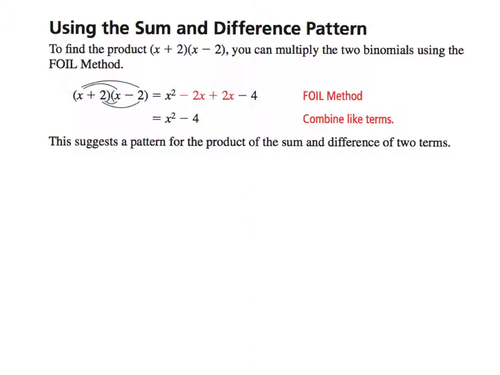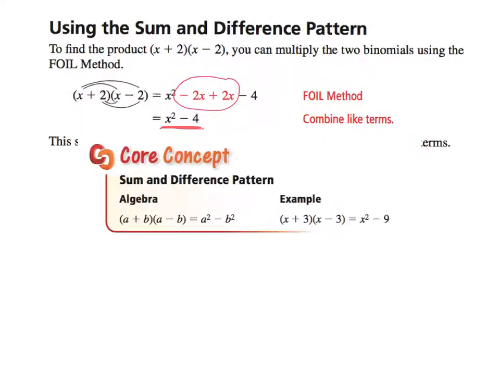X times x is x squared. X times minus 2 or negative 2 is negative 2x, and then negative 4. What happens to your two middle terms? They cancel. Because they cancel, you're left with just the first term and the last term, x squared minus 4. This is where we get the next core concept. The next core concept says this.